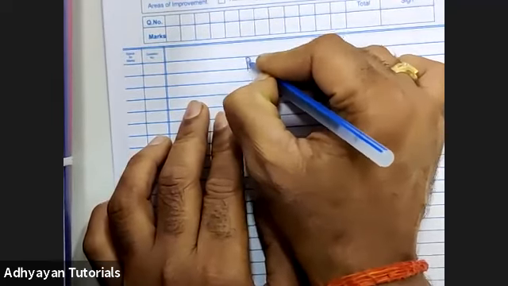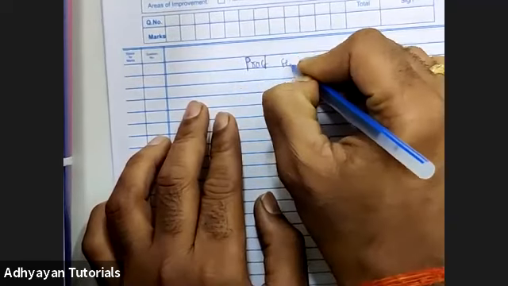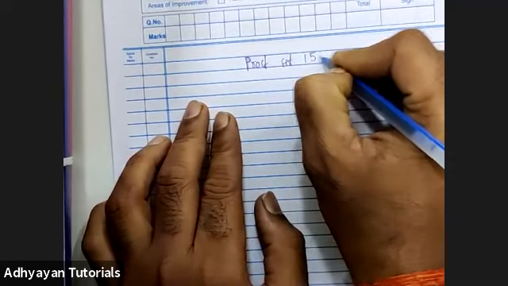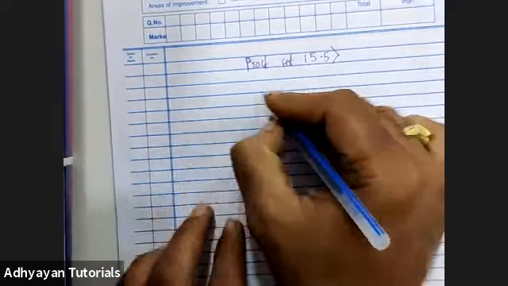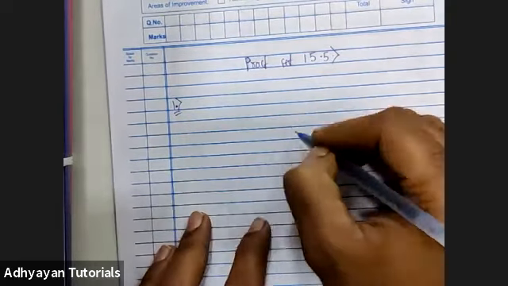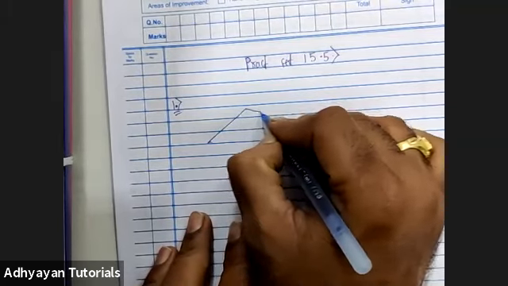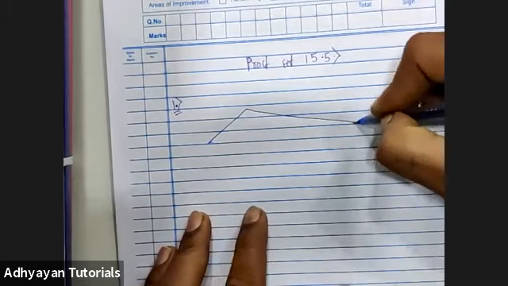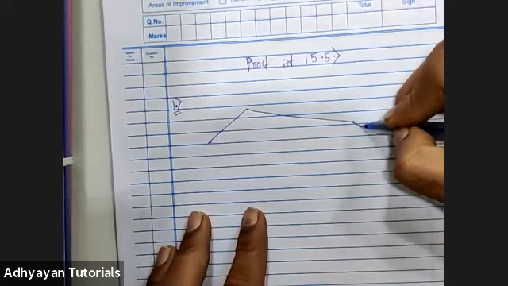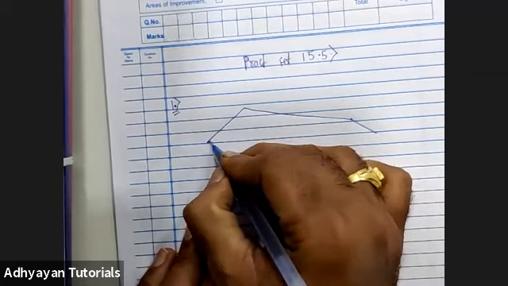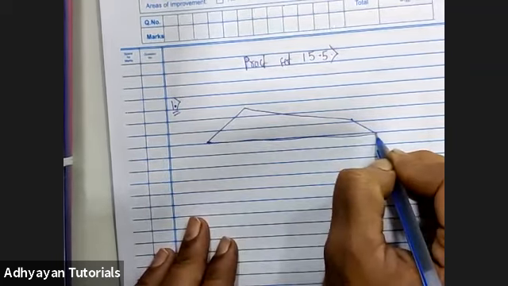There are two sums here. Practice set 15.5. And here is question number 1. I'll just draw the figure. Kind of like this, right?